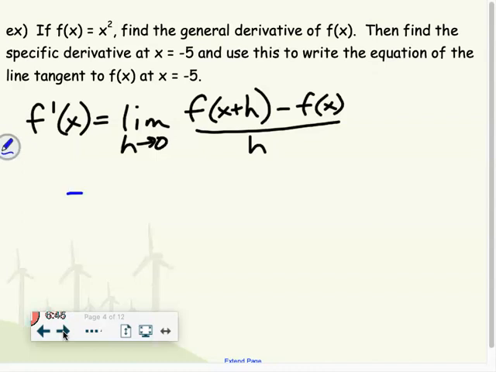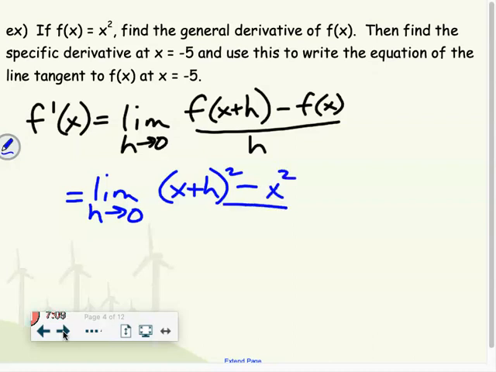So for this problem, let's check our setup. f of x plus h. Is that x squared plus h? No, it's x plus h squared. Okay, thank you. It's x plus h quantity squared. So x plus h squared minus, what's f of x? x squared over h. All right. Okay, now keep going, see if you can find this limit.